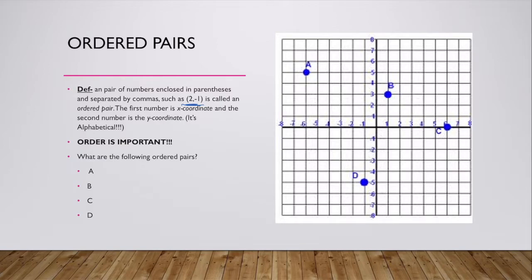If I wanted to find A, that's when x is negative 6 and y is 5. B, that's when x is 1 and y is 3. C, it's not in any quadrant because it's on the number line, but this is when x is 6, but my y value is 0. Remember, our origin is (0, 0). And D, well, that's when x is negative 1 and y is negative 5.